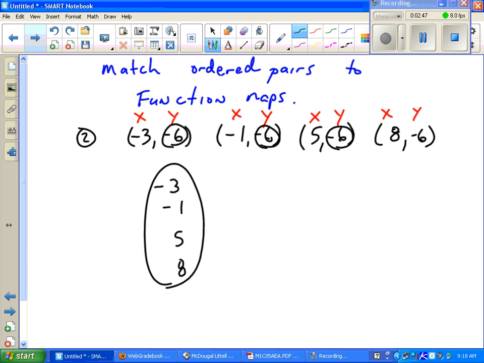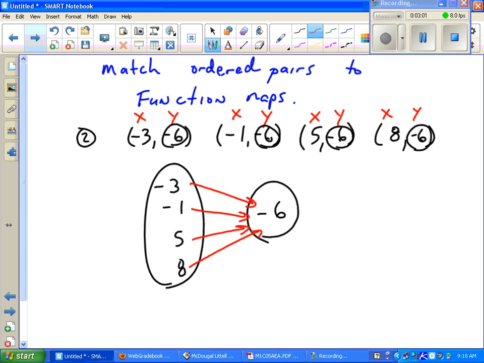They're all -6. That's the same thing. You don't need to repeat anything. So it'd be -6 there. Each of your X values points to -6 because that's how they're related. Every time you plug in -3, you're going to get -6. Every time you plug in -1, you're going to get -6, 5, -6, and 8, -6. And then look at your X values and your Y values. Each one of those X values only has one arrow leaving it, and it is a function. So the only one this matches, this was one of the multiple choices you had, was B for number 2.